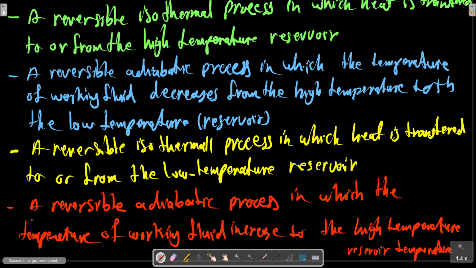These are the Carnot cycle stages. The next section is about two propositions regarding the efficiency of a Carnot cycle.